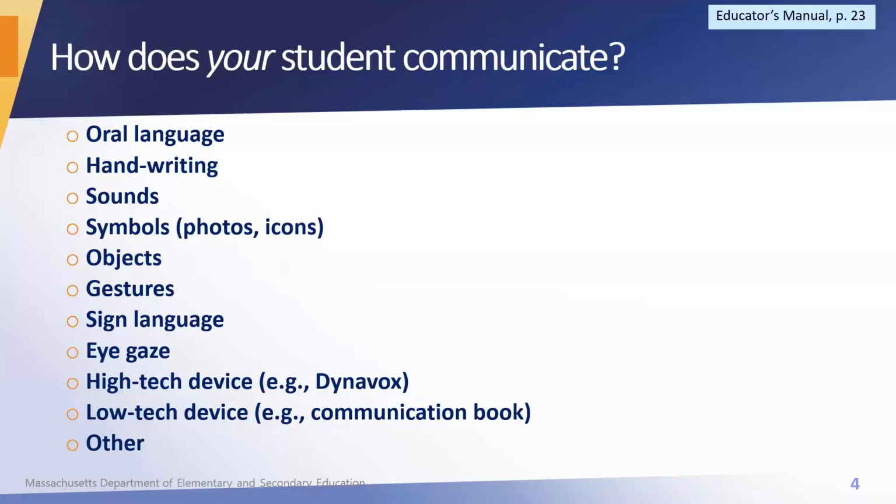But how does your student communicate? Do they speak? Do they write? Do they make sounds? Do they use symbols? Are they still using objects? Do they gesture? Do they use sign language? Perhaps they use an eye gaze, or do they use a high-tech device that's a dynamic display, such as Proloquo2Go or a Dynavox, or maybe just using PECs, and they have a communication book. So there's a lot of different ways that your student can communicate.